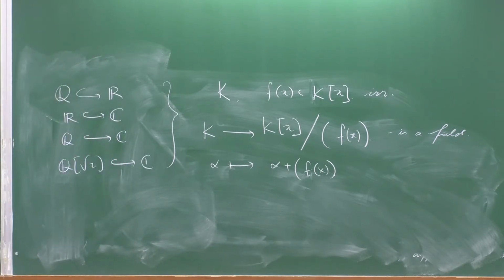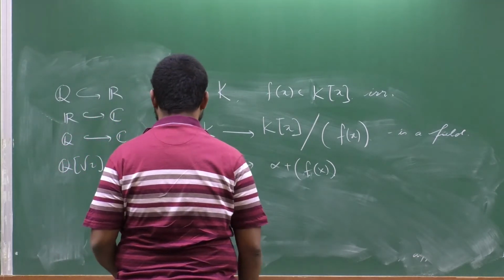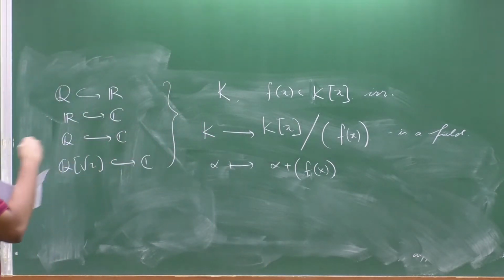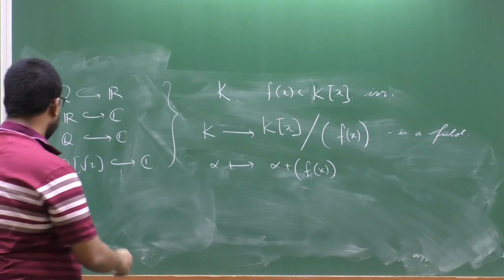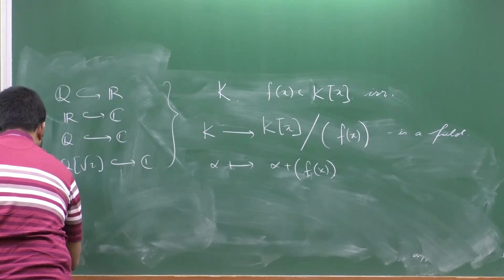So, we have given some easy examples of embeddings. Now, we will talk about how embeddings behave with conjugates. For that, first let me define the notion of a conjugate.